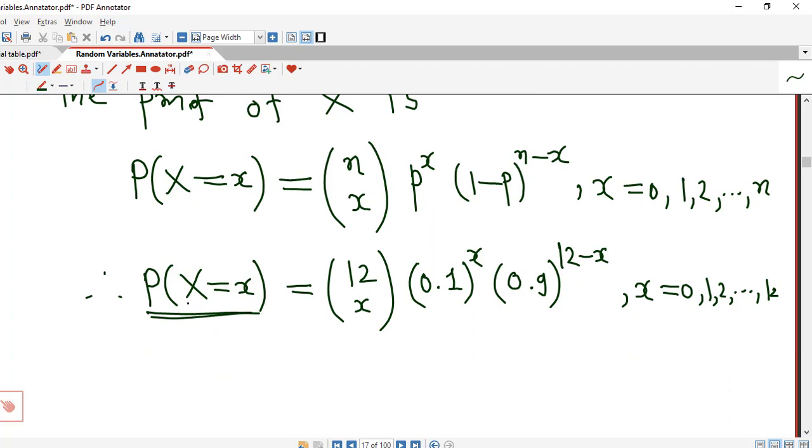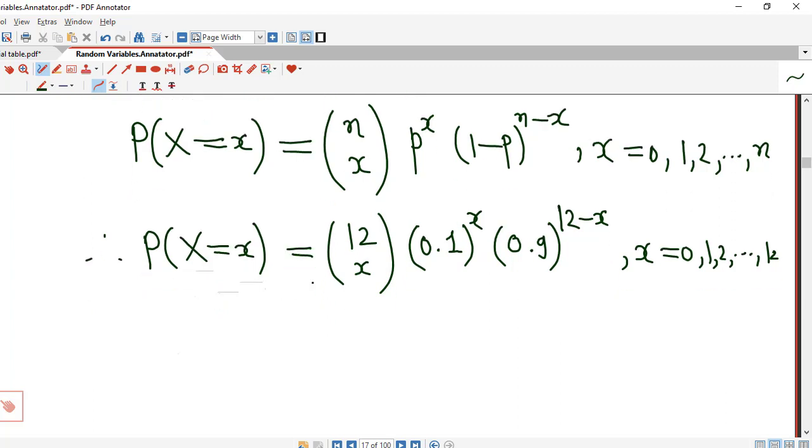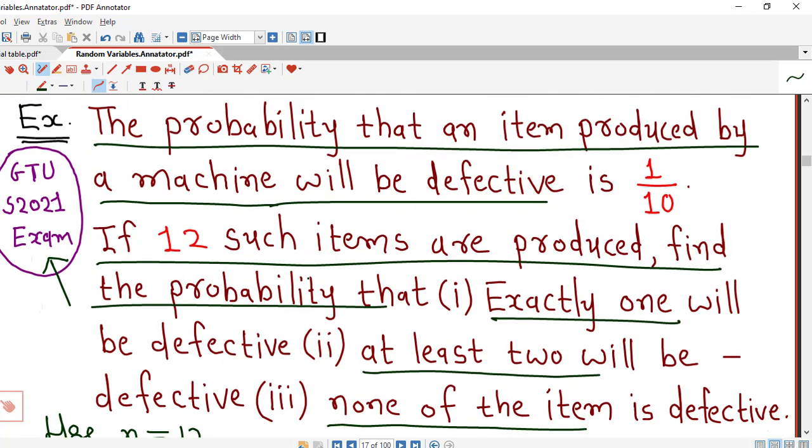The random variable capital X is number of defective items. So out of 12 items, this gives us the probability of x defective items. So if I want to find out probability of 3 defective items, I will calculate value of this probability mass function at x equal to 3 and so on. Now we check which probabilities we have to find out.